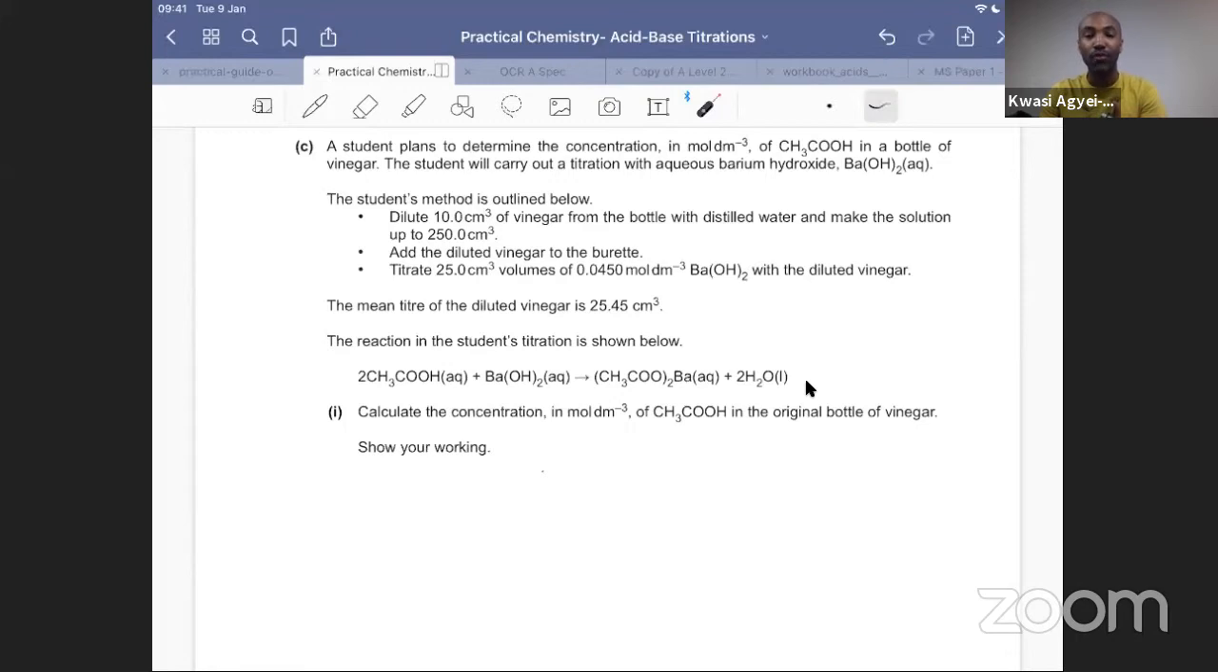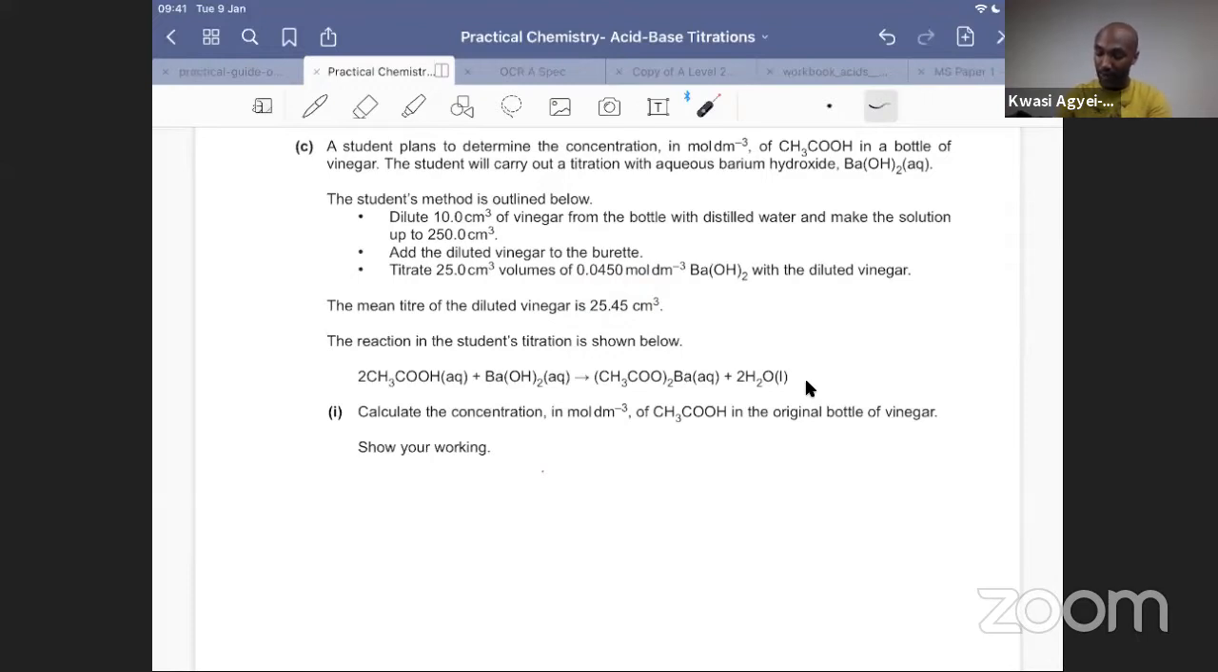So you've got your vinegar in your burette, and then you're going to use that to titrate your barium hydroxide, which we know the concentration of. The barium hydroxide has a concentration of 0.45 moles per decimeter cubed, and we've got 25 centimeters cubed of it accurately measured using a pipette in our conical flask. The mean titer, we're told, so the volume of your diluted vinegar that you're adding, the average mean titer is 25.45 centimeters cubed.